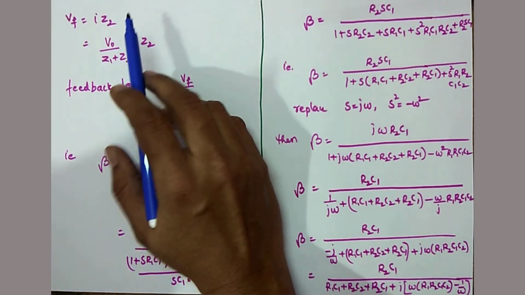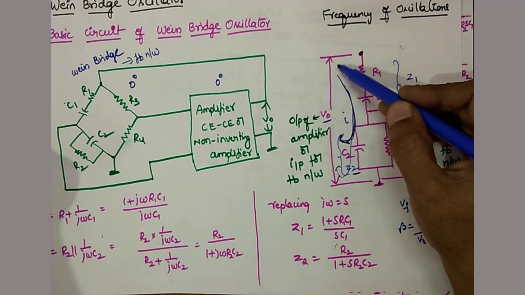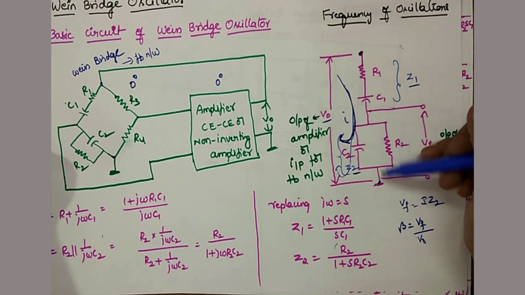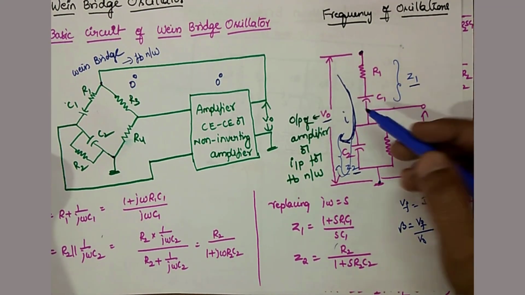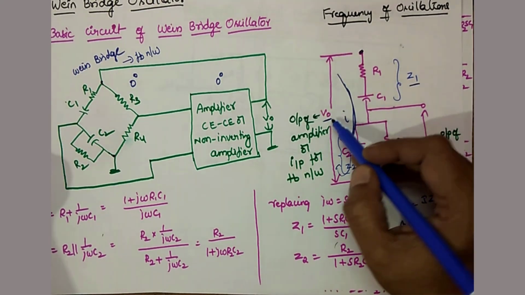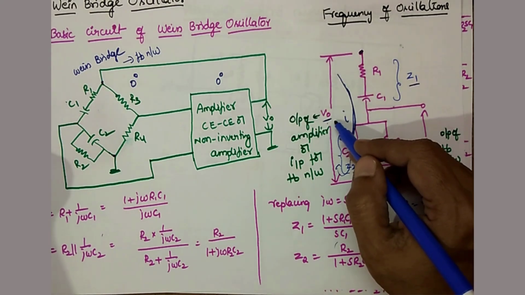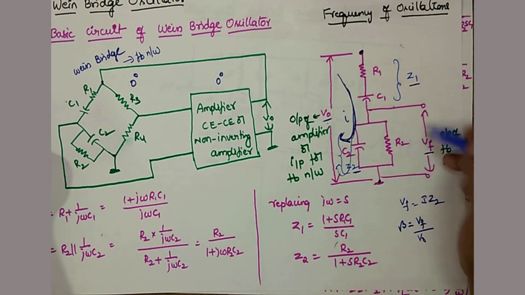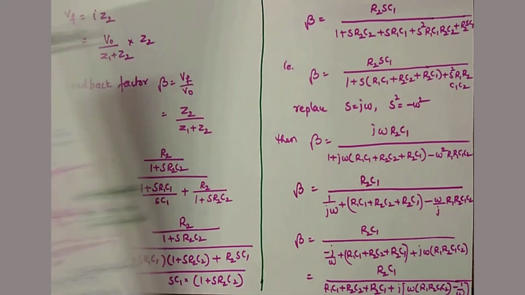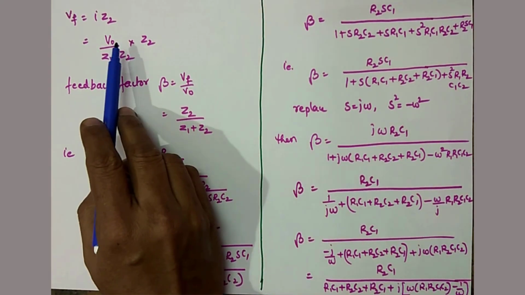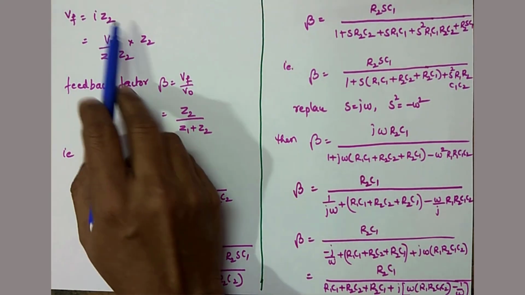Yes, what is I here? Suppose if you see the circuit, what is I? It is the current flowing through these two impedances. So totally you can write I in terms of the total voltage. What is the total input voltage for this circuit? V0. And what is the total impedance? Z1 plus Z2. So you can write I as V0 by (Z1 plus Z2) into Z2.